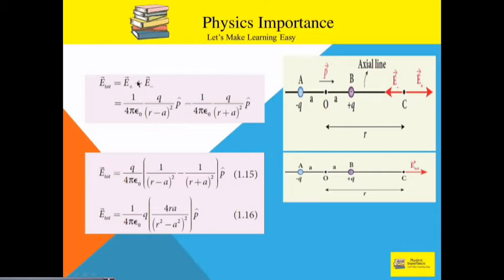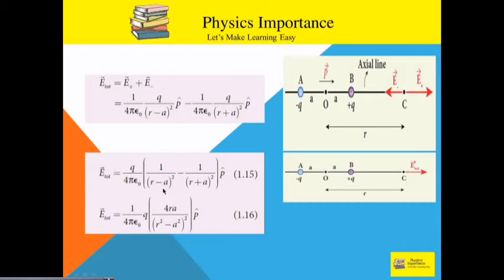Now here we are adding, so plus into minus will be minus, isn't it? So here we will be getting one minus. Now in both the equations, the numerator has q and the denominator has 4 pi epsilon naught. So we can take q by 4 pi epsilon naught as common. What is remaining here? 1, isn't it? So 1 by (r minus a) the whole square, then again minus 1 by (r plus a) the whole square.